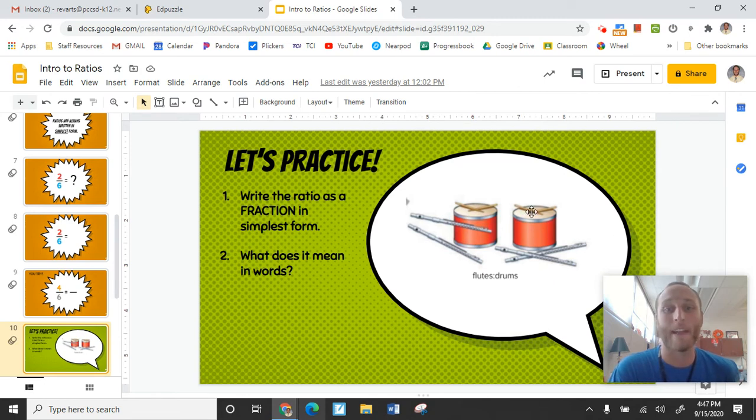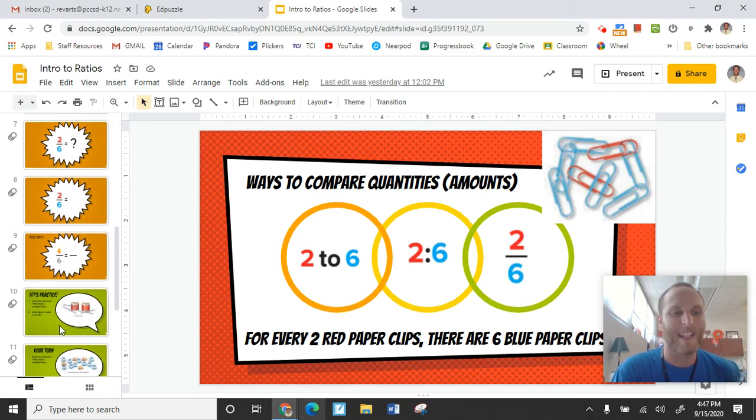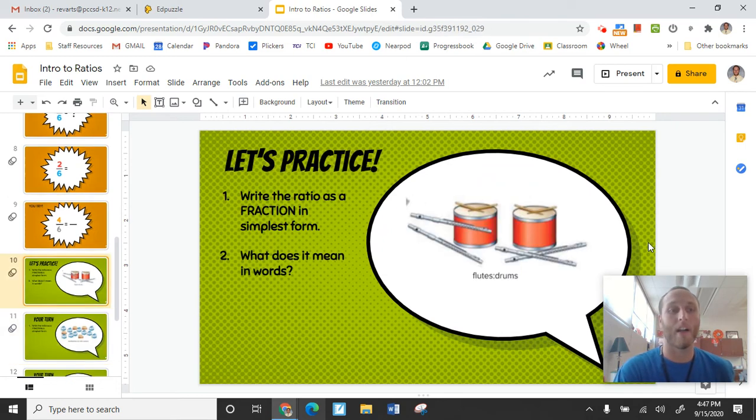So we're going to write it as a fraction. What it wants us to do is write it in this third way right here, where we have the top number up top, and then we have the bottom number at the bottom, so the numerator and the denominator. So if I'm looking at this picture here, and you're looking closely, you can see that there are how many drums? 2 is hopefully what you said. And how many flutes are there? There's 4 flutes.